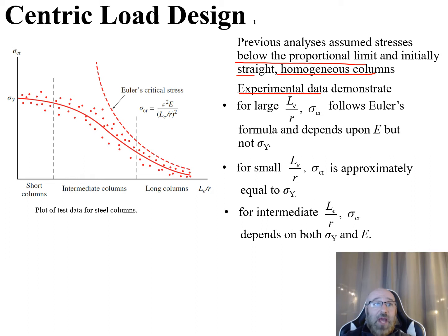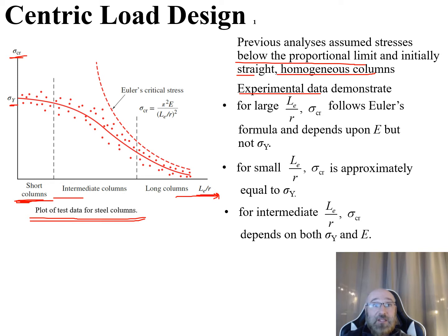What we have here is a plot of this experimental test data for steel columns. We can see the ratio of effective length over r, L_E over r, on our x-axis, and we have our critical stress on our y-axis. If we stay on the left-hand side for our short columns, our yield strength is much higher on the critical stress axis. But as these columns get longer, our effective slenderness ratio, L_E over r, increases.